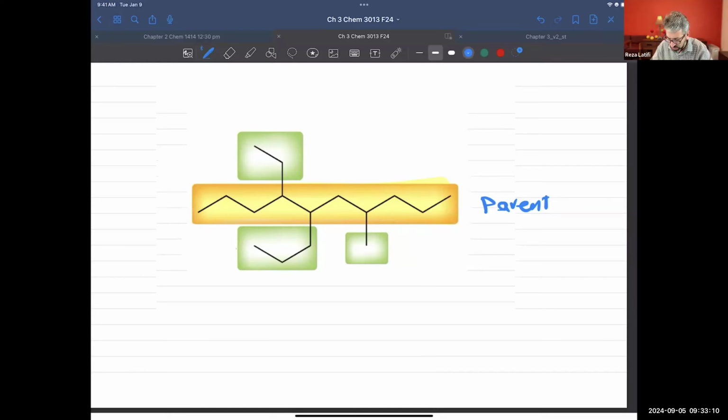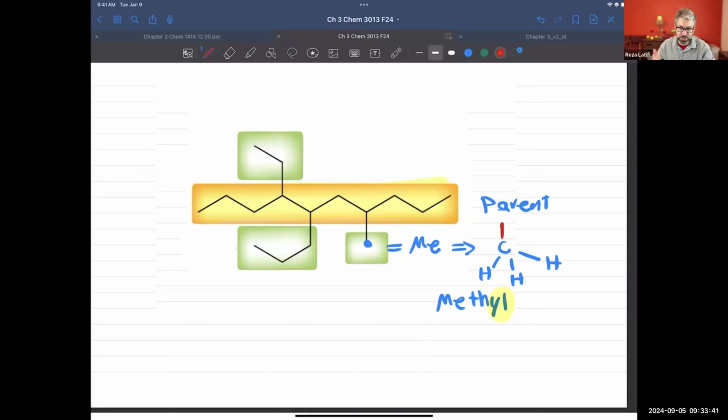The first one has just 1 carbon. This is equal to methyl. And what was the symbol for methyl? Methyl, we said, is a carbon that is attached to 3 hydrogens. The correct name for it will be methyl. Again, I'm adding YL to the end of the name to say that this carbon must be attached to something.